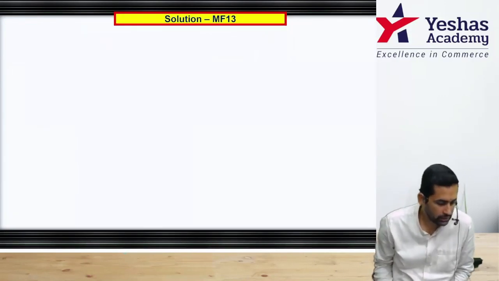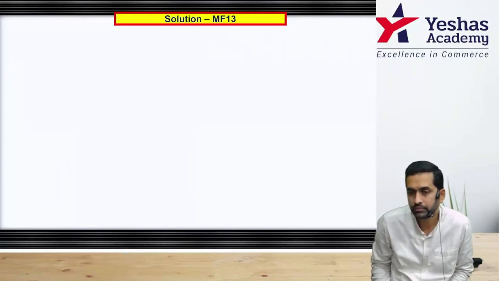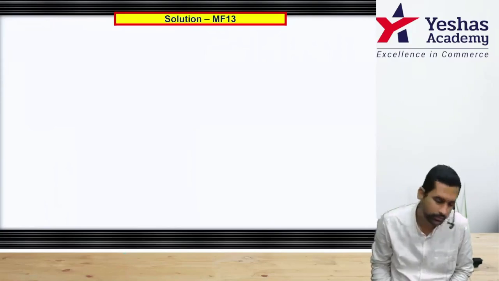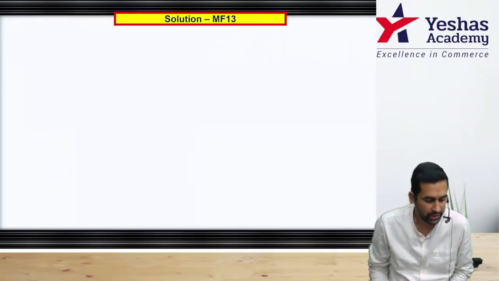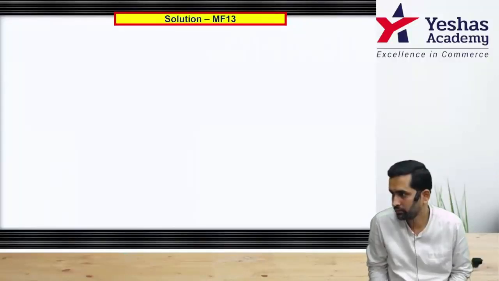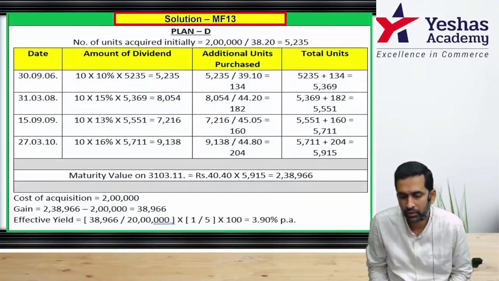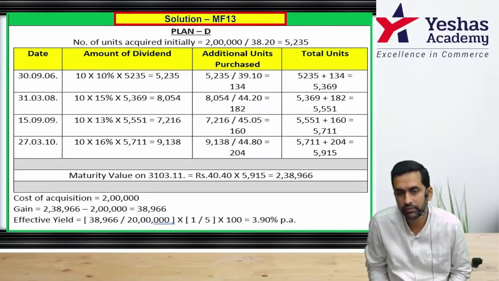Start with the first, 30th September 2006. That's the first time dividend is to be calculated. How to find out units before? 2 lakh rupees divided by plan D 38.2. Correct? Because when you started the investment, the rate was 38.2. 5235 units. Correct?